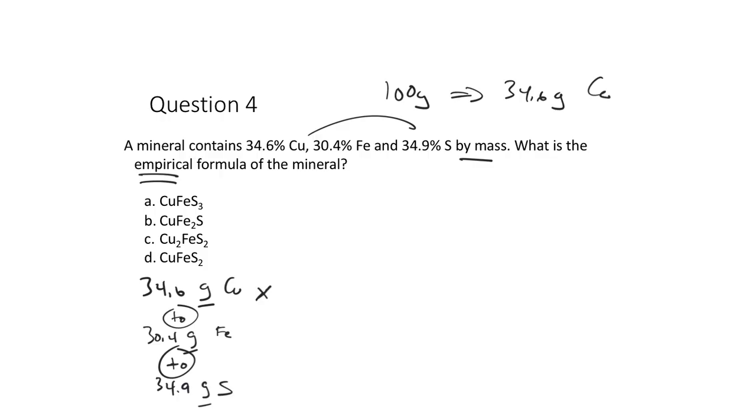So the molar mass of copper is 63.55 grams per mole of copper. Iron has a molar mass of 55.85 grams per mole of iron. And then 1 mole of sulfur is 32.06 grams. There should be a 2 here, just making sure we see 32.06.